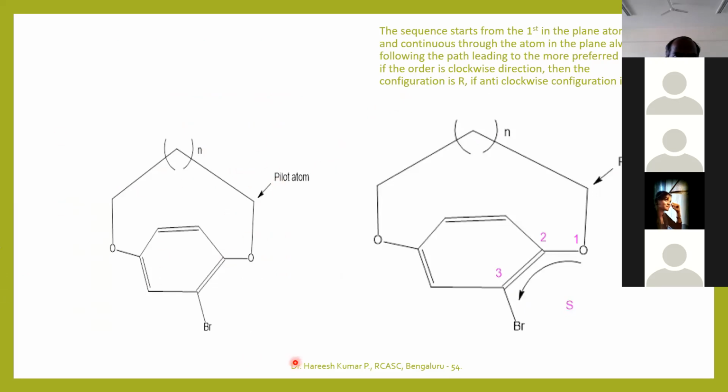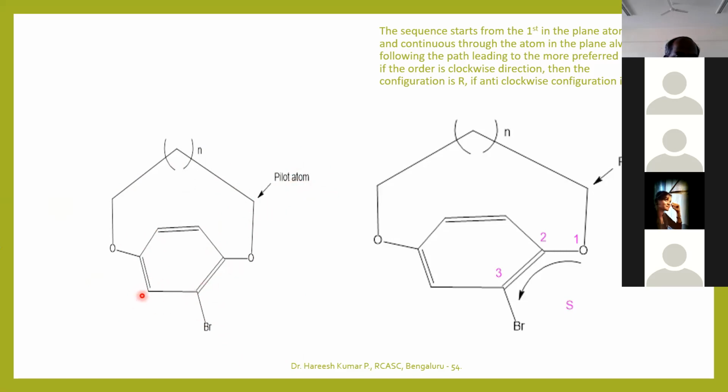So these types of molecules are called Ansa compounds. Here what you need to do is select the pilot atom. How you will select: if there is a substituent on this side or this side, suppose one of the phenyl groups has a substituent on this side, then this side will be taken as the pilot atom.